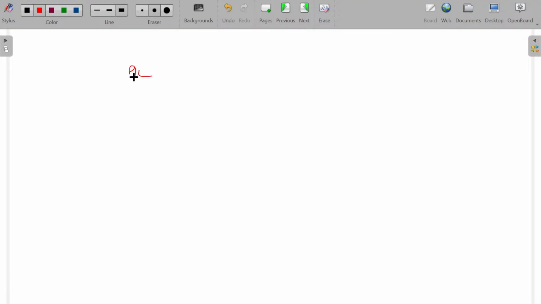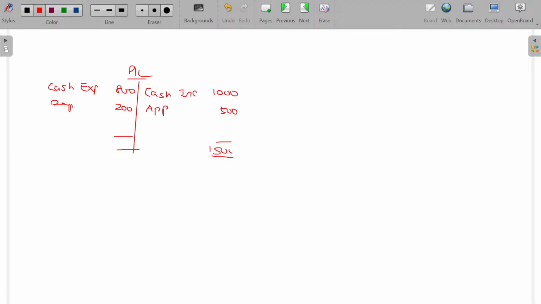In your P&L account, cash income 1000, appreciation being non-cash income 500, cash expenses 800, depreciation 200, total 1500. Your profit before tax being 500. Applicable tax rate 30%, then tax being 150. So it ends with PAT, profit after tax being 350.